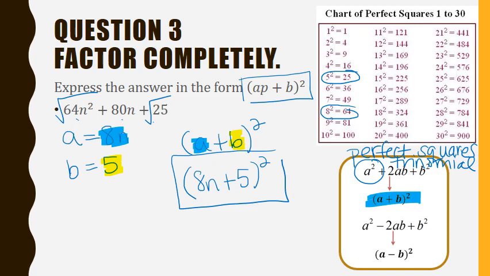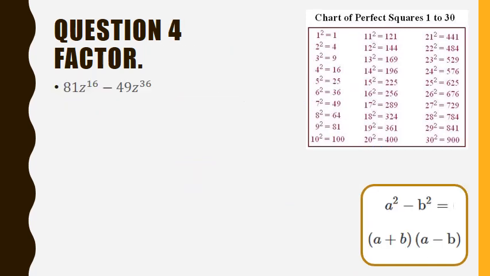Now the only difference up here, if you're wondering why this was ap and not just a, well, that's just because in this first term this time we had a number and a variable together, where all the other examples that we were looking at were just the variable. So you're going to have a coefficient and a variable together in that first term. All right, so that wraps up question number 3. We're going to move on to question number 4.